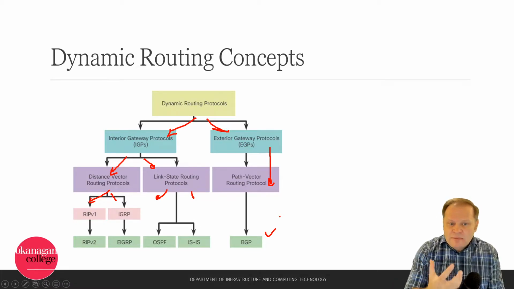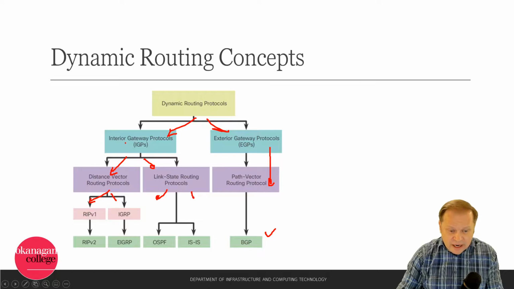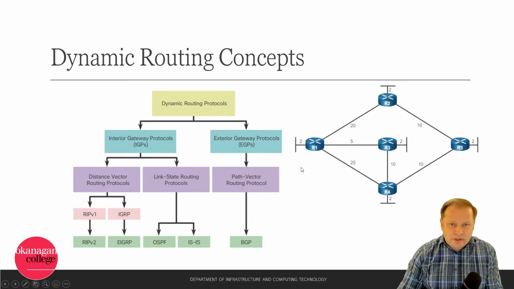So let's talk about how these things work in terms of differences, and what I want to do is start off by talking about distance vector. So let's look at a simple topology here. We have a topology that is under our sphere of influence, okay? All of these routers are yours.